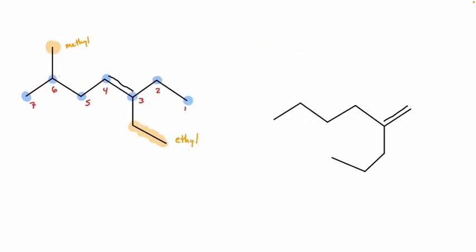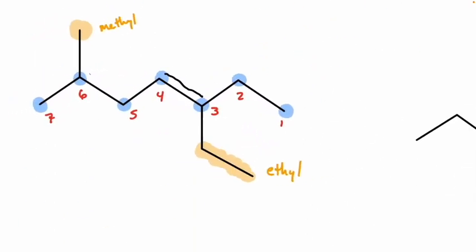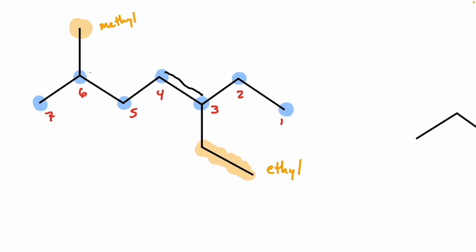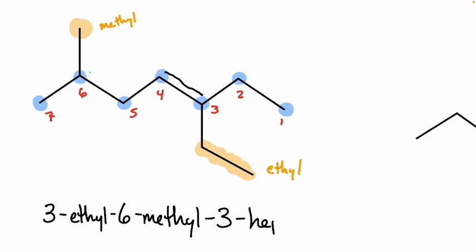Just to finish this one off, assembling the name, I'm still going to put them in alphabetical order, right? So this would be 3-ethyl, 6-methyl, 3-hexene. Heptene.